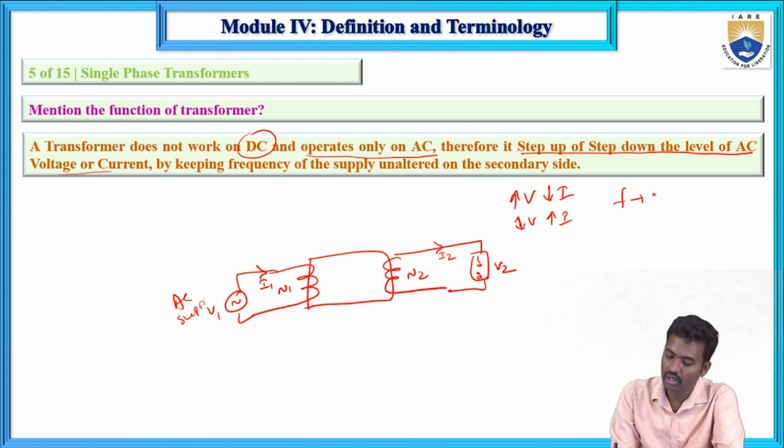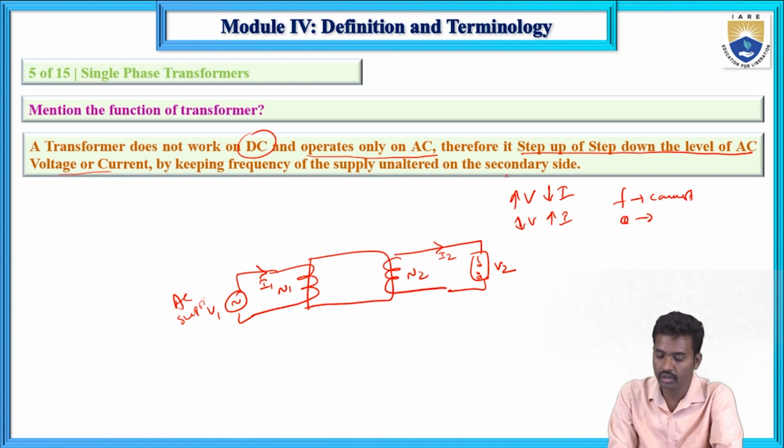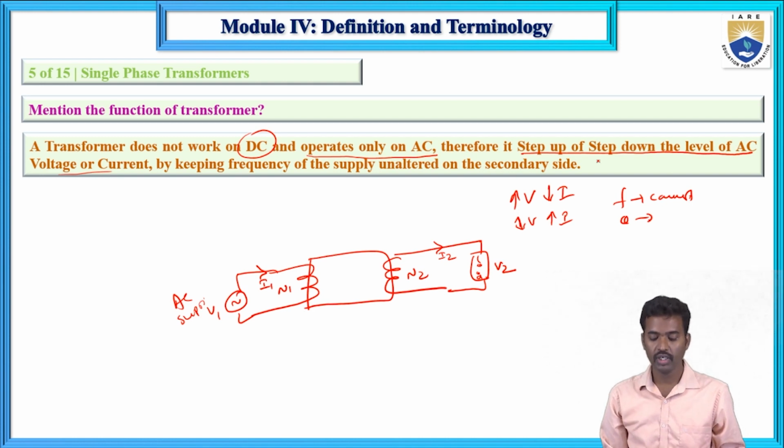Frequency should be constant and flux should be constant, with the supply unaltered on the secondary side. So without changing any frequency, the transformer transfers electrical energy from one circuit to another circuit. It will increase the voltage level or current level, or decrease the voltage level or current level.